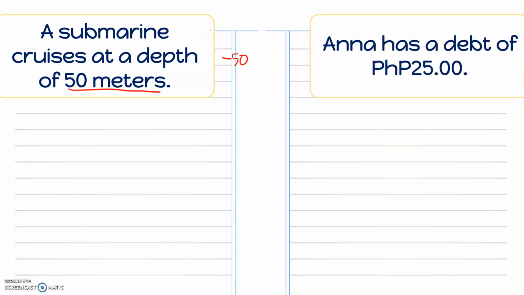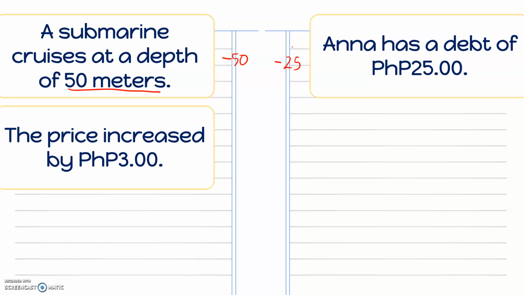Anna has a debt of 25 pesos. Since Anna owes someone 25 pesos, it means that this is negative 25. The price increased by 3 pesos. Increased can be represented by a positive integer, so we'll have it as 3.